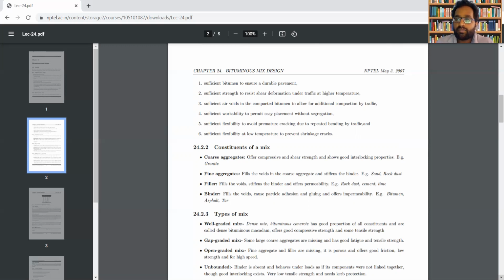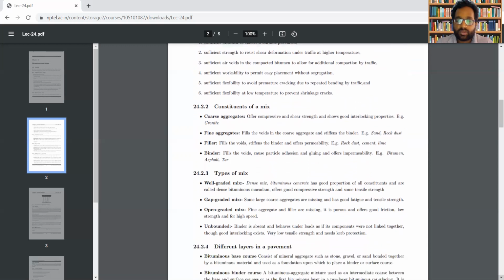Okay, now the binder will be including bitumen, asphalt, tar, etc. Now the different types of mixes. If we are speaking about bituminous mixes, we will be having different types. The different types of bituminous mixes include, first one, a well-graded mix. Well-graded mix means it is a dense mix.